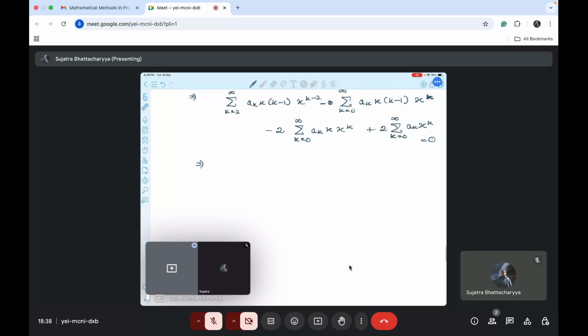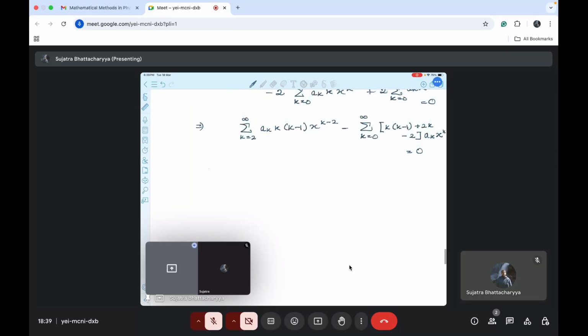Further, we can reduce this to something like this. The first term we will not touch much. So a_k (k minus 1) x to the power k minus 2, minus, all terms are in the summation k is equal to 0 to infinity, that we will be writing. So here, can we write this as, okay, let us first write it like k (k minus 1) plus 2k minus 2. Since there is a negative sign here, I am writing it this way. This a_k x to the power k should be equal to 0.